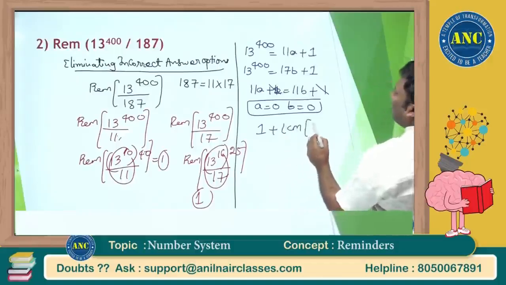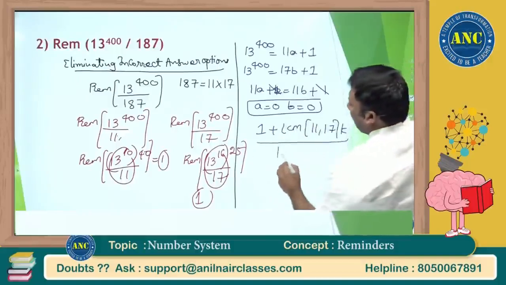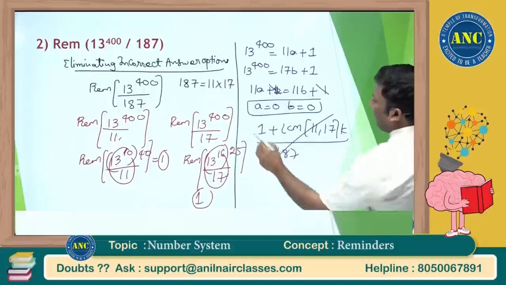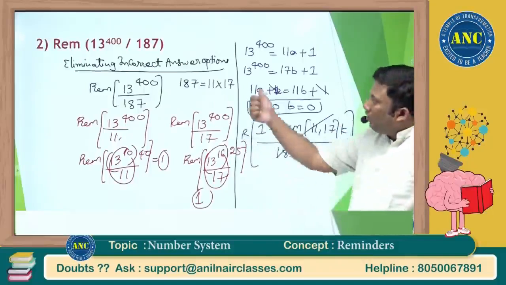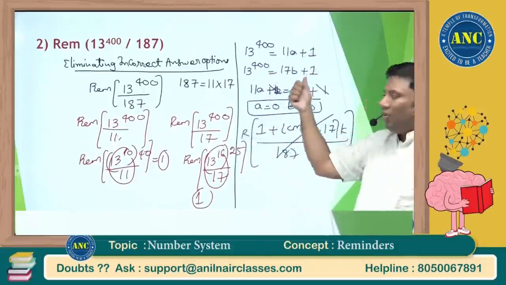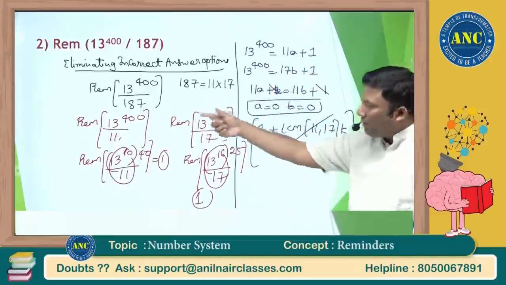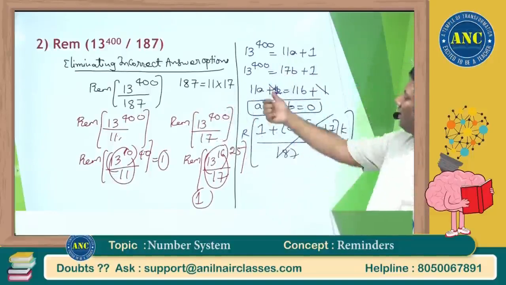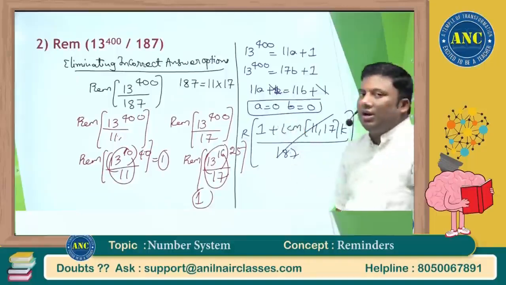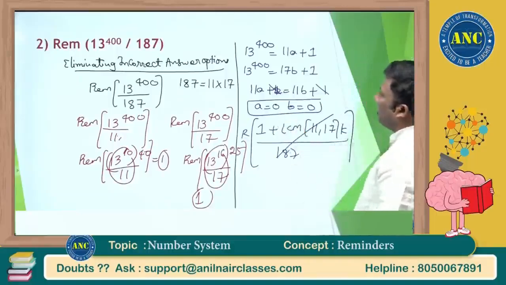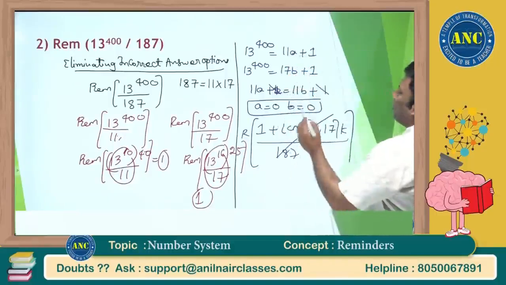This number is divisible by both 11 and 17, so divided by 187 these perfectly cancel. 13 power 400: when I divide by 11, I get a remainder 1, and when divided by 17, I get a remainder 1. Both are representing 13 power 400. 11a plus 1 equals 17b plus 1, the 1 cancels, and the lowest value is a equals 0, b equals 0. So 11 into 0 plus 1. Both are giving the same positive remainder.